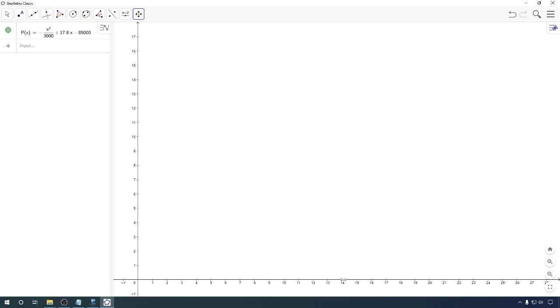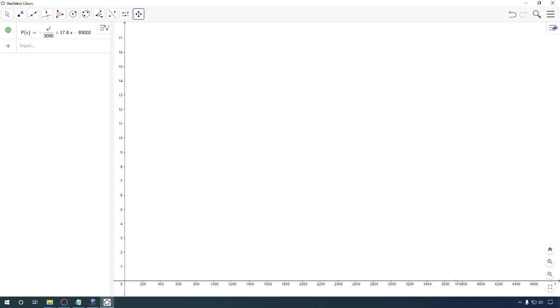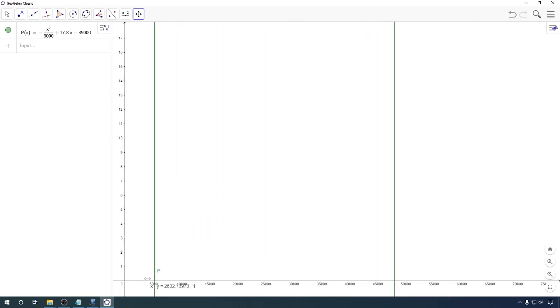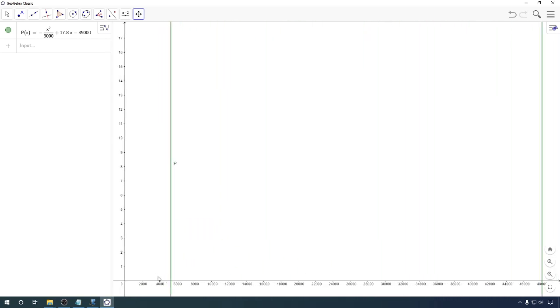So one thing that we can do in GeoGebra is essentially just grab our axis. As long as we select the move graphics view, we can grab our axis and move it to actually rescale stuff. So I'm going to rescale this until we can see 36,000 on here. Actually, let's leave it there.